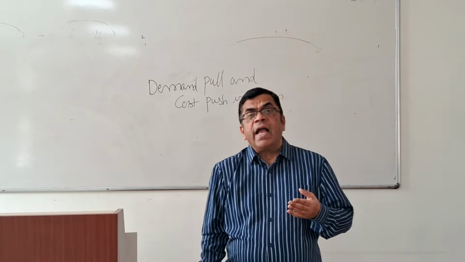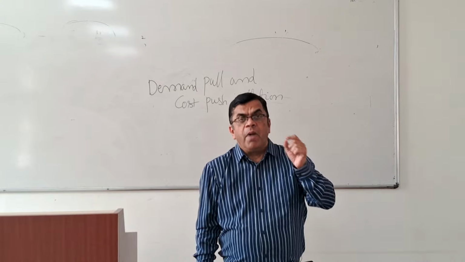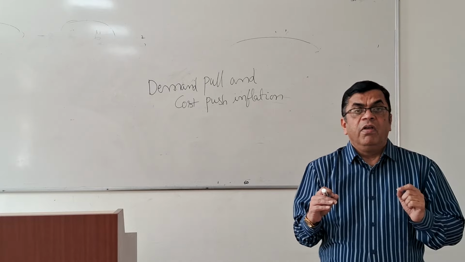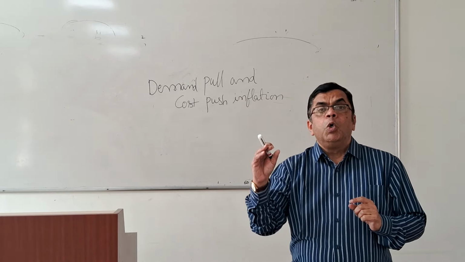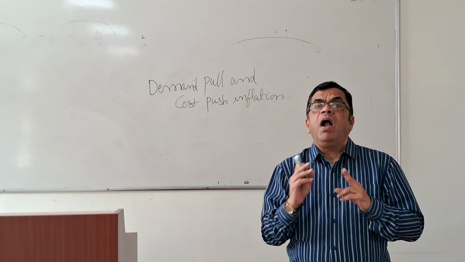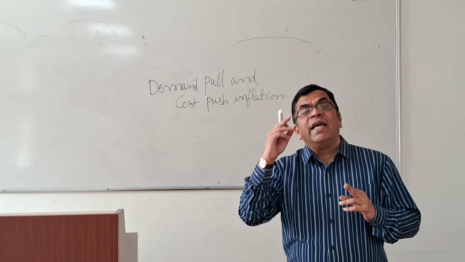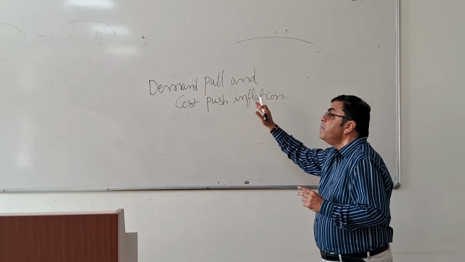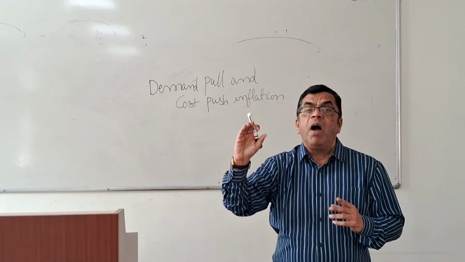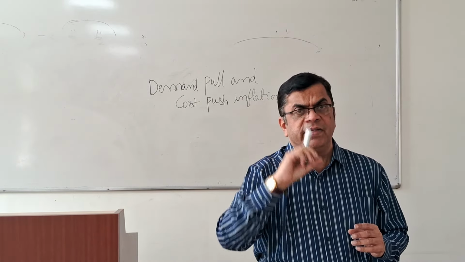So when aggregate demand rises and the supply doesn't match the rise in demand, or in other words, there is demand supply mismatch, then inflation happens because too much demand is chasing too few goods. So there is a demand supply mismatch. So there is rise in prices due to rise in aggregate demand, and hence we say demand pull inflation, inflation which is caused by demand side factors.